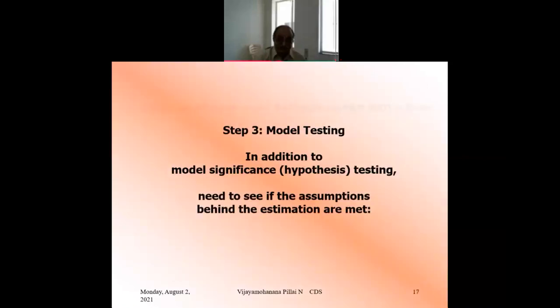Now we come to the last step, model testing. Usually, once we have estimated a particular model statistically, that is econometrically, what we do is go for hypothesis testing on the coefficients of the model. That is the model significance or hypothesis testing.